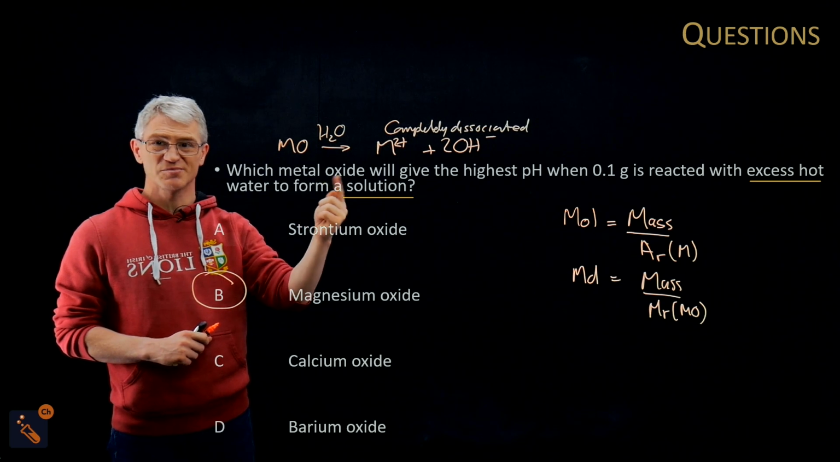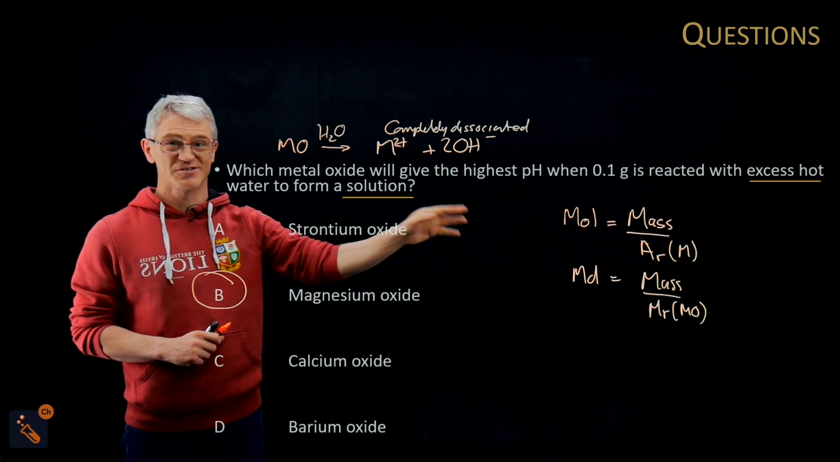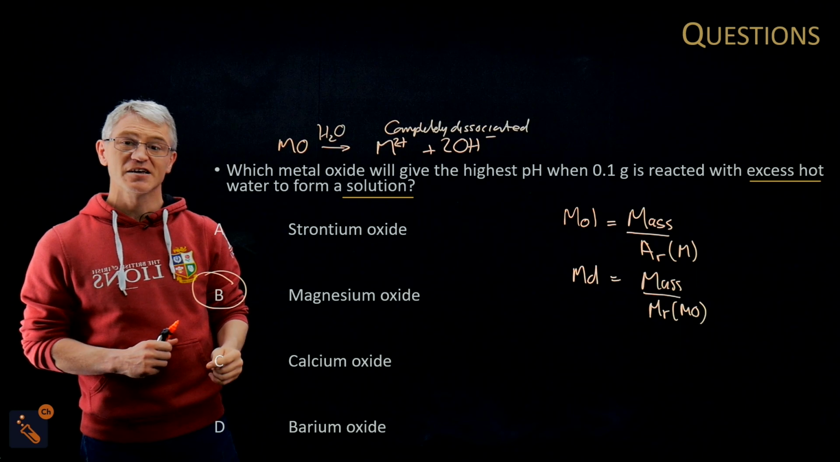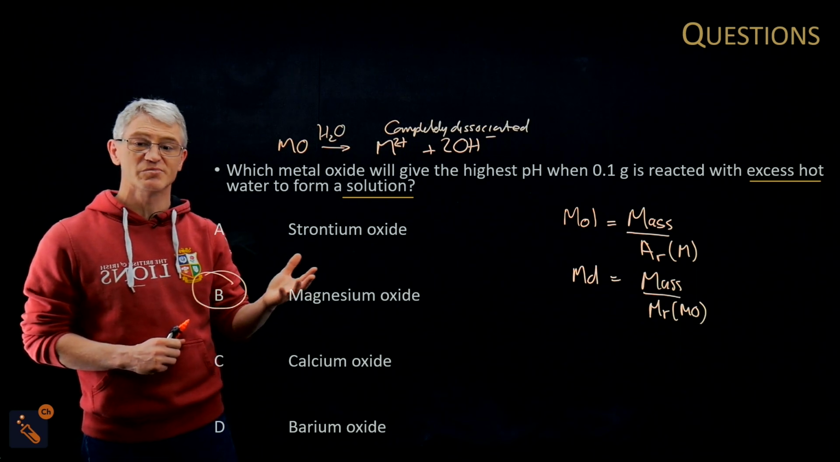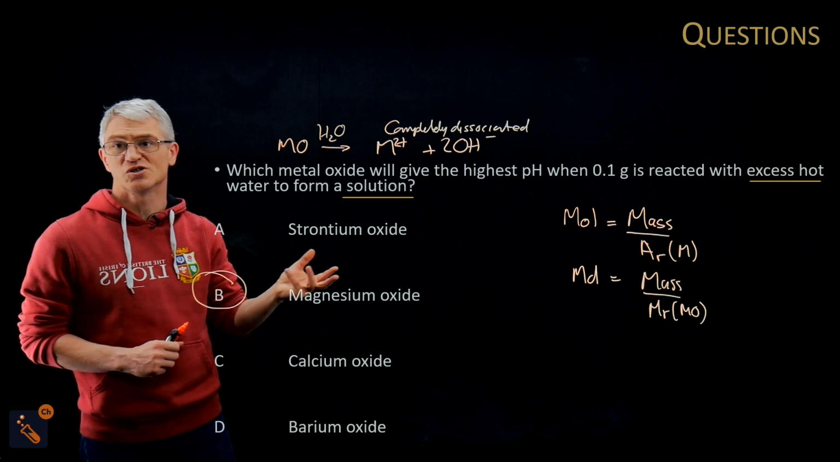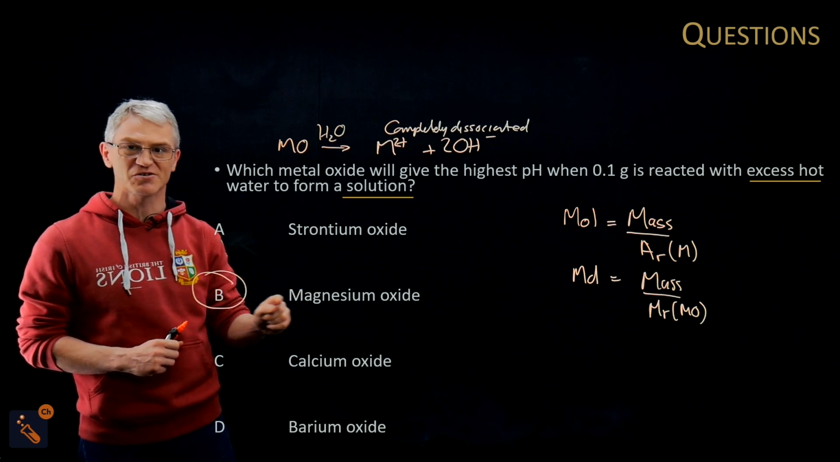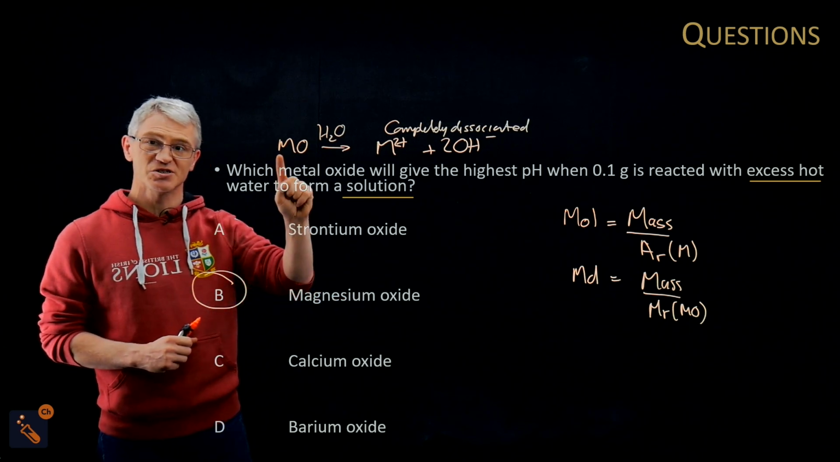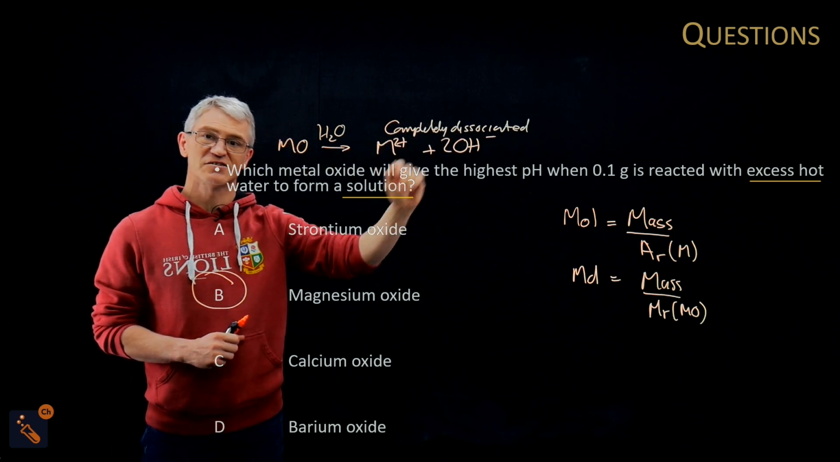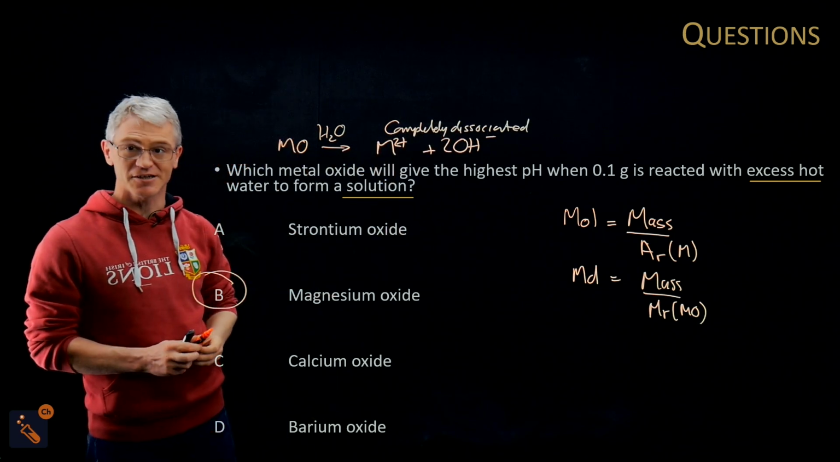Or if I want to do it simpler, the oxide is the same all the way through, so I can use the metal. And I find that the largest number of moles is this one, and it's 4.12. If you use the metal, it's 4.12 times 10 to the minus 2. But it doesn't matter whether you use the metal or the metal oxide. This is the highest amount of moles. If it's the highest amount of moles, that means you've got the highest amount of this, which means you have the highest pH.